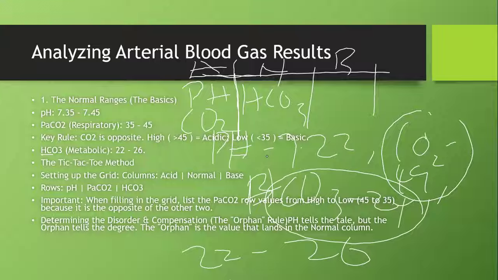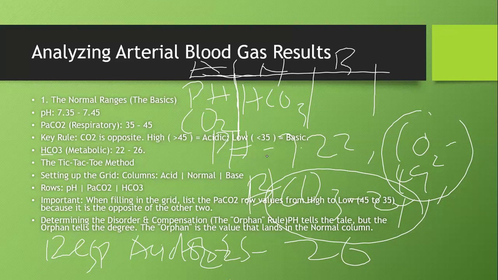We realize that the bicarbonate is normal. So it is not doing anything to compensate for what is happening. So we then add that it is what? Uncompensated. So if you want to fully name this, we say respiratory acidosis, uncompensated.